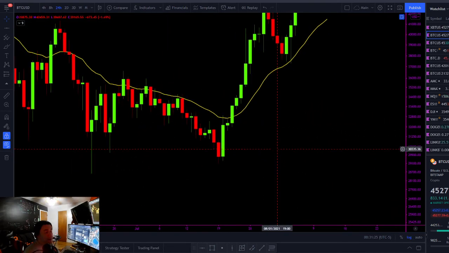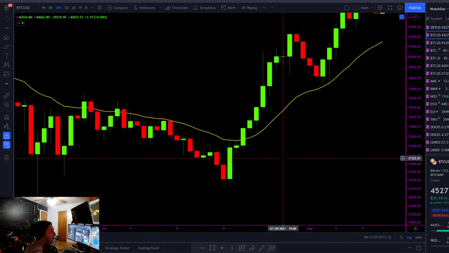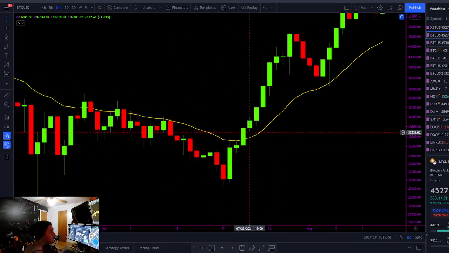Now, I like to be real precise, right? And obviously, you want to buy as close to the 21 as possible. Obviously, in this case here, not really a close test of the 21, unless you were playing it a little more aggressive. Again, I'm a conservative trader, so I always wait for a secondary confirmation before I am convinced that the move is legitimate, right? So we have this candlestick here.